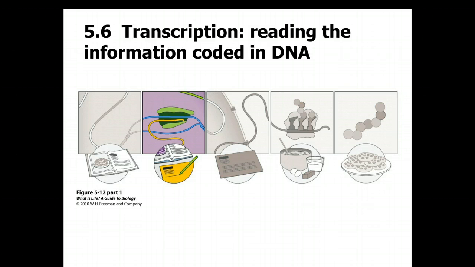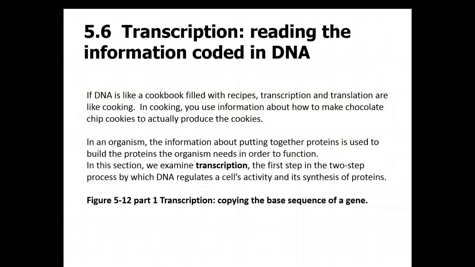If you recall the overall flow of information, we of course go from transcription to translation. Transcription is reading the information encoded in the DNA. So if DNA is like a cookbook filled with recipes, transcription and translation are like cooking, of course. In cooking, you use information about how to make the chocolate cookies and how to actually produce them. In an organism, the information about putting together the proteins, a sequence of amino acids, is used to build the proteins the organism needs in order to function.